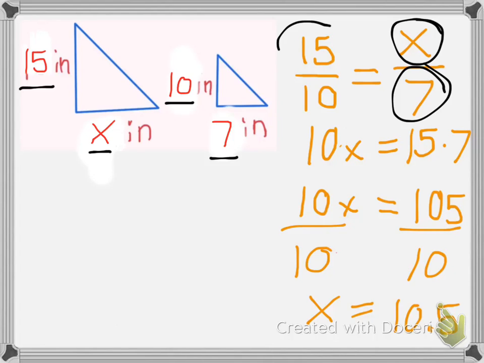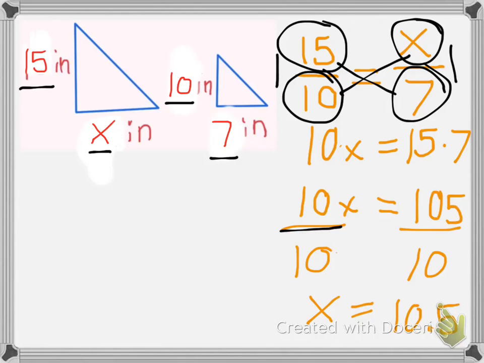Widths and lengths. And then you would cross multiply. You would multiply 10 times x and 15 times 7, and then you would get 10x is equal to 105. Then you would divide both sides by 10, as seen, and for x you would get 10.5. So like I said before, x equals 10.5.